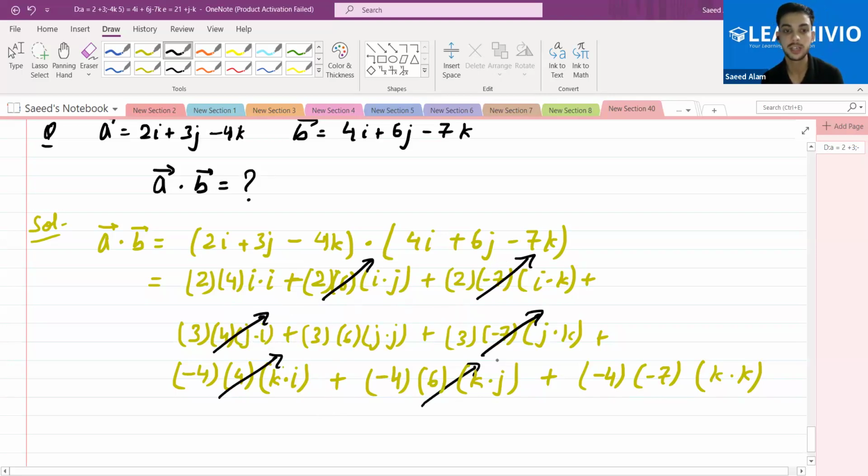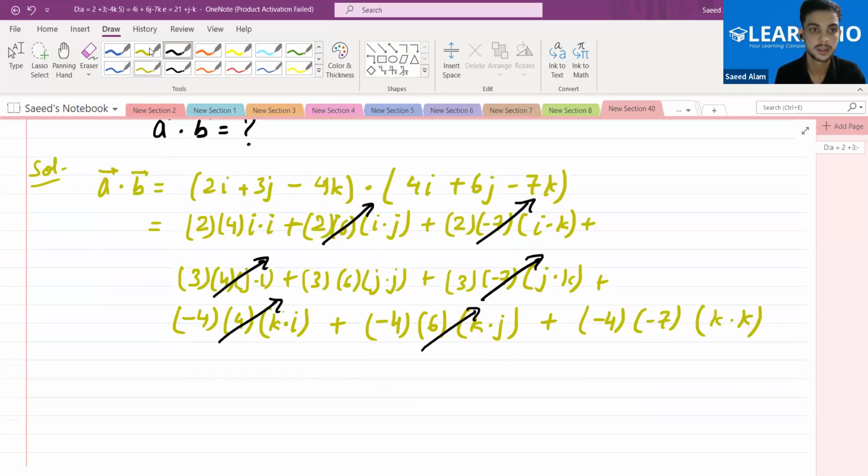So what are we actually left with? We are only left with I dot I, J dot J, and K dot K, because these are the only three which exist. Otherwise, all the dot product will be 0 with these unit vectors. Yes or no?